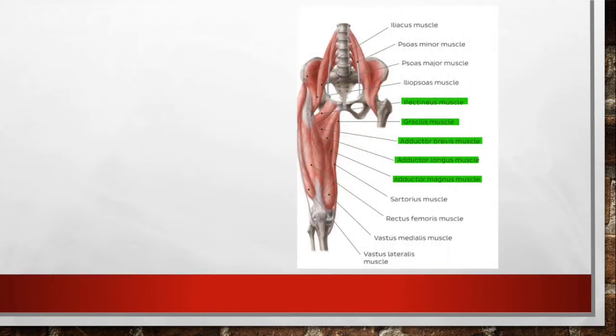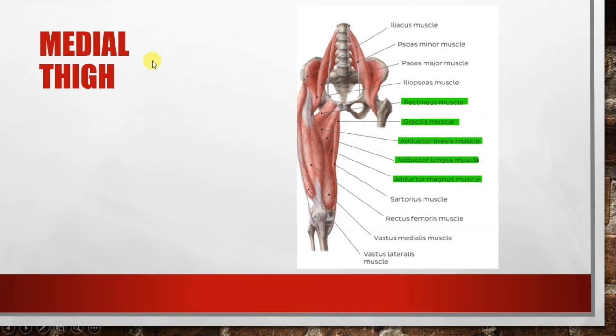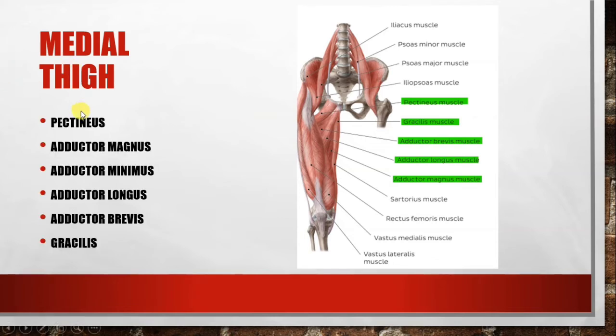Since we have discussed the posterior thigh, now we are going to move towards the medial thigh, because there are three regions in the thigh. First, we have discussed the anterior region, another one is the posterior region, and the third one is the medial region. So we are going to discuss the medial region. Muscles found in the medial region are the pectineus, adductor magnus, adductor minimus, adductor longus, adductor brevis, and gracilis. The medial thigh muscles are most of the time adductors, so their main function is adduction of the thigh. We'll discuss each and every muscle in detail.